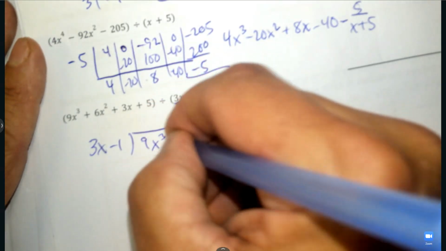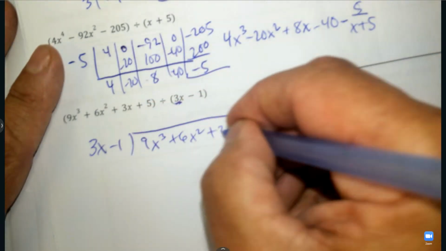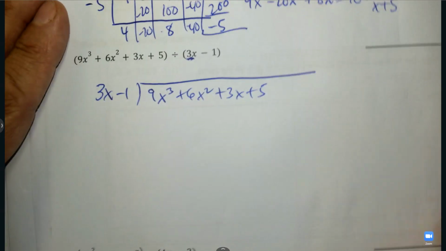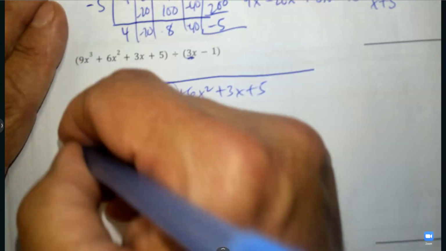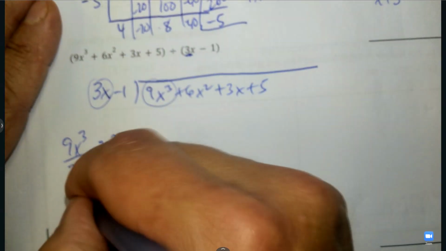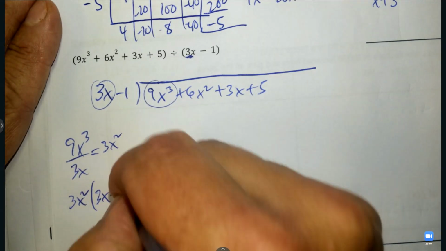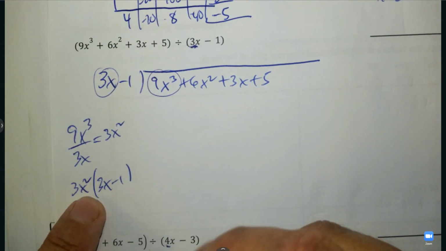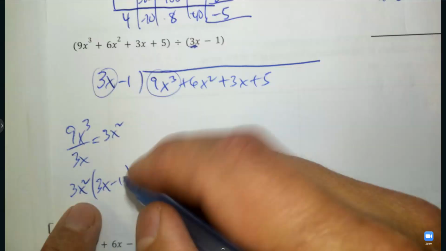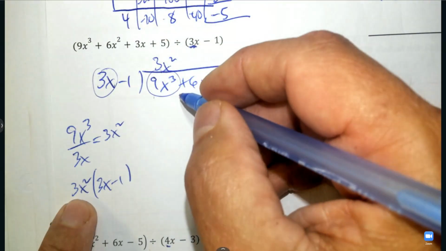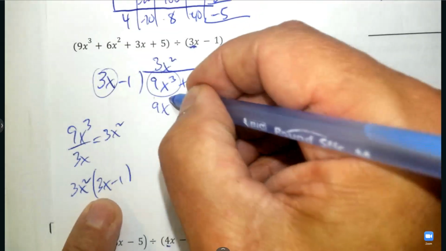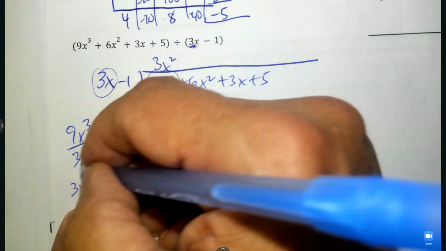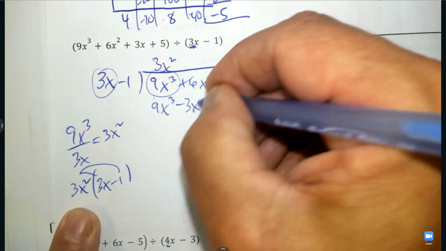You still have to be careful of missing powers. So long division, we just do the power term over the power term. So I'm going to go 9x cubed divided by 3x. So that gives me 3x squared. Then I take that answer, 3x squared, and I multiply it times 3x minus 1. So I'm just going to take the answer, put it right in. So first of all, on top is 3x squared. Then 3x squared times 3x is 9x cubed. 3x squared times negative 1 is negative 3x squared.